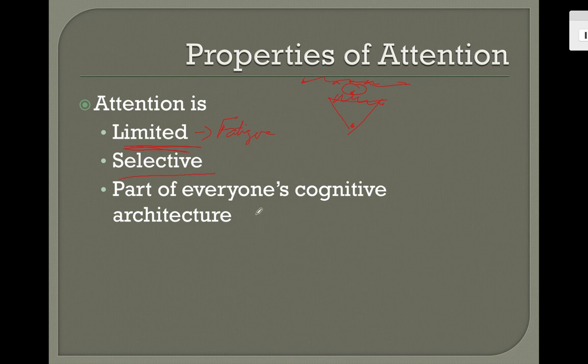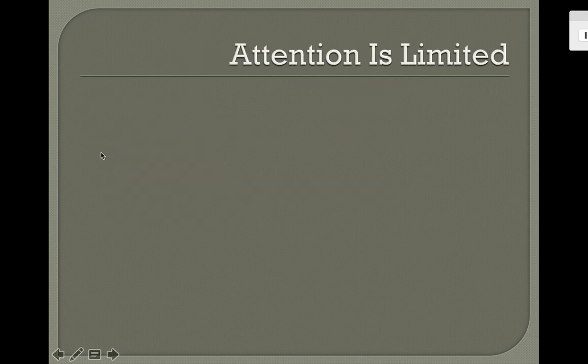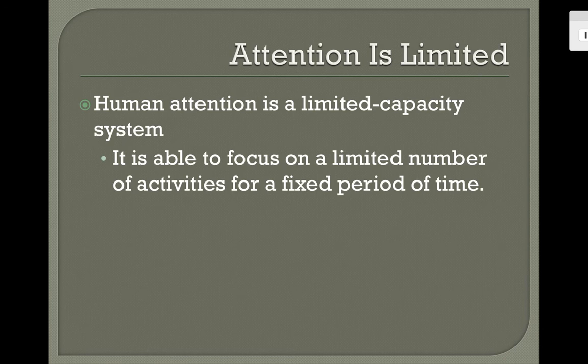What we also find is that attention is a part of everyone's cognitive architecture. Everyone has the ability to attend to specific information. Granted, some individuals have better attention spans than other individuals, but we all have the ability to pay attention. We all just have varying degrees of attentiveness. So these are the core properties associated with attention: it's limited, it's selective, and everyone has the attentional ability.